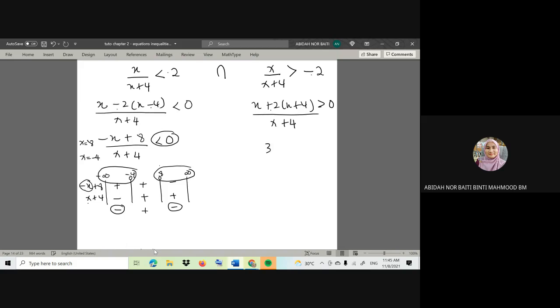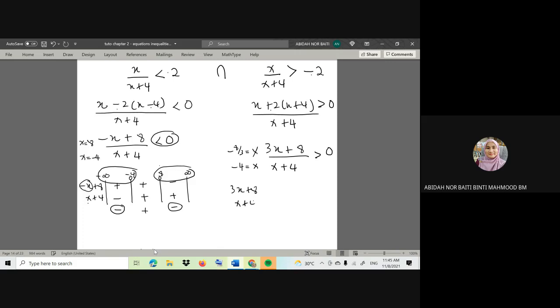So here we get 3x plus 8 over x plus 4 greater 0. So this is a single fraction form. Find your x for numerator and denominator. So x for numerator is negative 8 over 3. X for denominator is negative 4. So this is a rational inequality. So we use table of sign. Okay, we use table of sign.